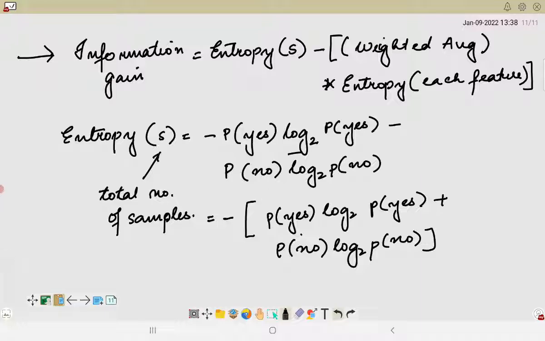And like I mentioned previously, entropy will be giving us the information gain directly by the previous equation which we have discussed. Okay, so this is how we will be calculating it.